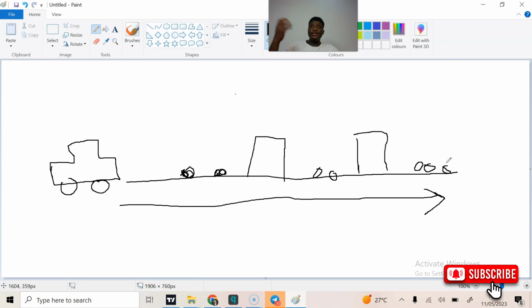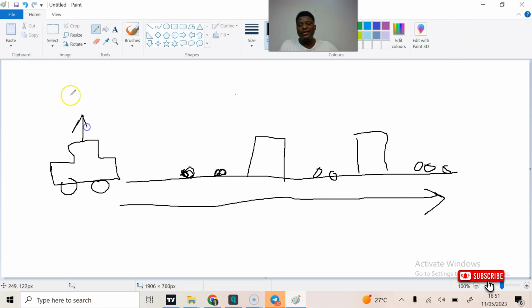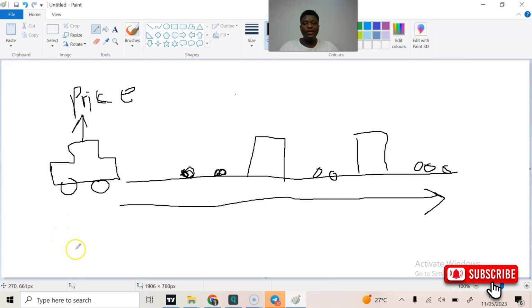Now this is a typical representation of what happens. Let's assume that this car right here is called price. This is market price, the price of a particular currency pair. Now when this market price is actually moving, it is not every major roadblock that it has to stop to respond to.